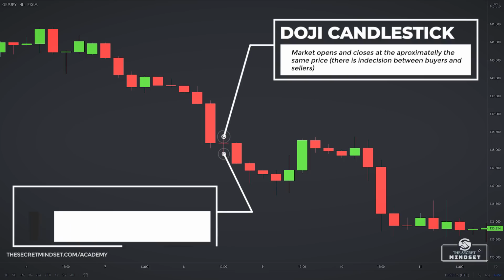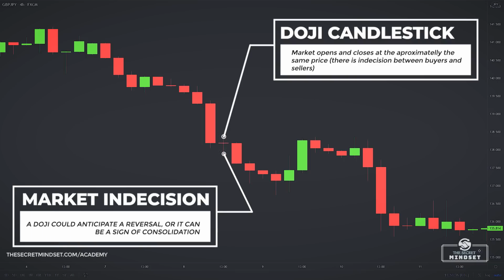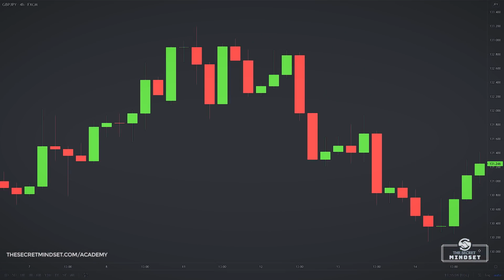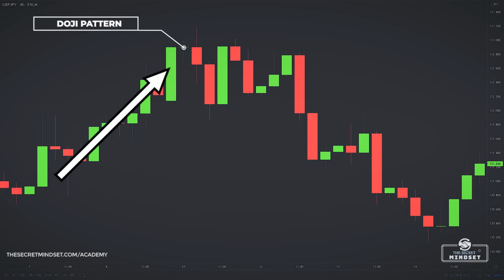The opening price is the same as the closing price, and this signal means that the market didn't decide which direction to take. A doji could anticipate a reversal, or it can be a sign of consolidation. This example shows how the market changed direction after the formation of the doji candlestick. The market was trending up, meaning that buyers had more strength. The formation of the doji candlestick indicates that buyers are unable to keep price higher and sellers push prices back to the opening price. This is an indication that a trend reversal might be on the cards.